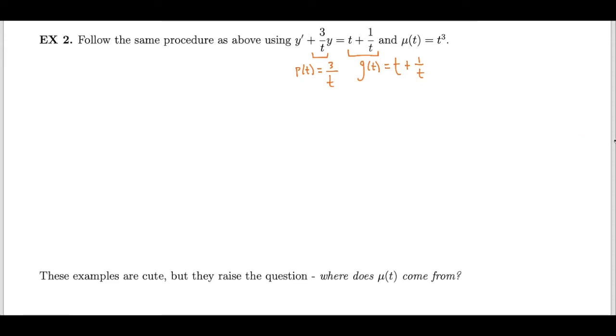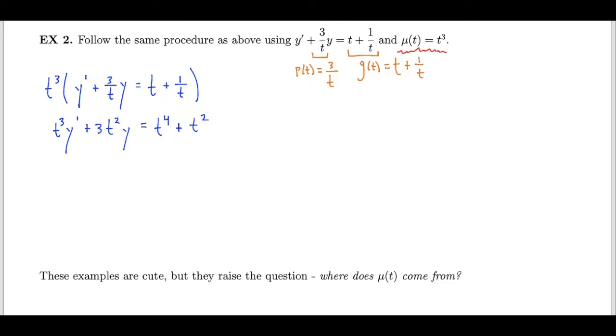Here I have p of t as the coefficient on y, so that'll be 3 over t, and then g of t is the expression in terms of t on the right side of the equation in standard form. So in that case, that's t plus 1 over t. Now, as with the previous problem, my first step is going to be to multiply by this mu of t function. I'll reiterate that at this point, we haven't been told how to generate this mu of t. This mu of t is kind of a mystery, but we will develop that in subsequent examples.